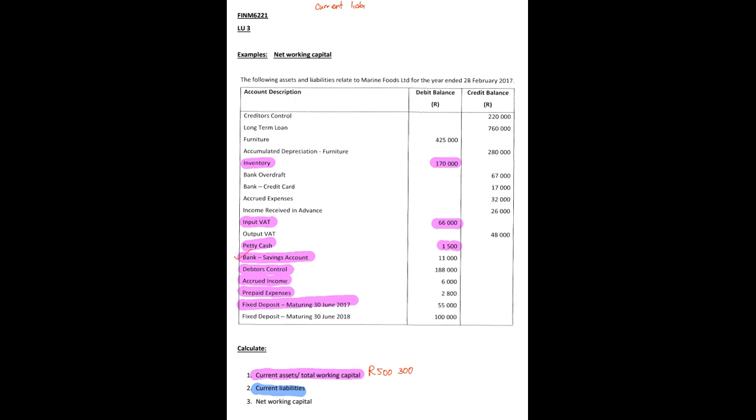So let's have a look at what are your current liabilities from the listed items. The first one would be your creditors control, which is 220,000. Then the next one would be your bank overdraft, which is 67,000. Your credit card, 17,000. Accrued expenses, 32,000. Income received in advance, 26,000, and your output VAT, 48,000. So those items now make up your current liabilities. I'm just going to write out one or two of them at the top to give you the general idea.